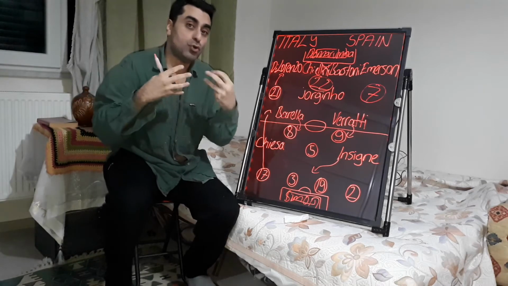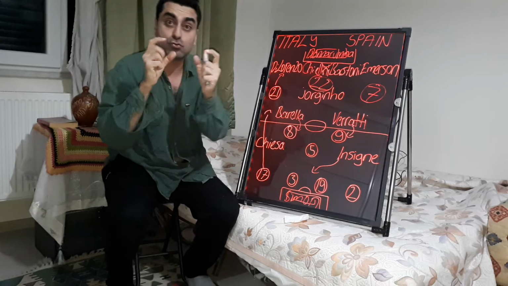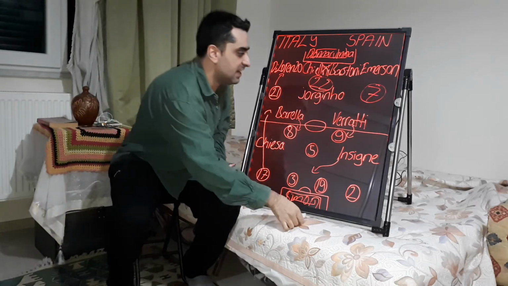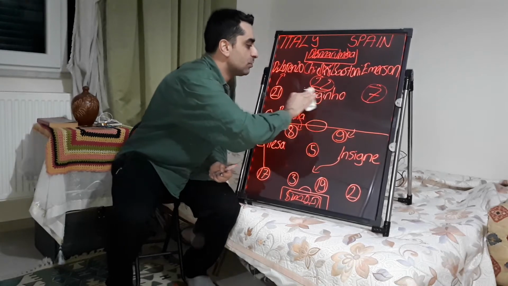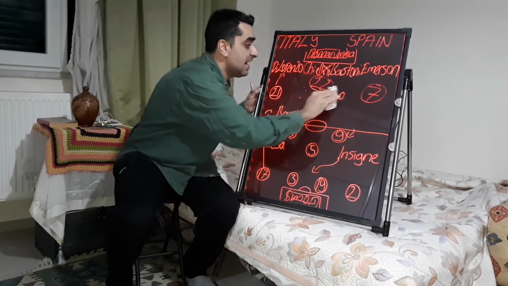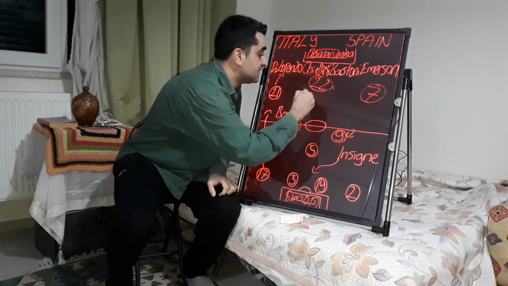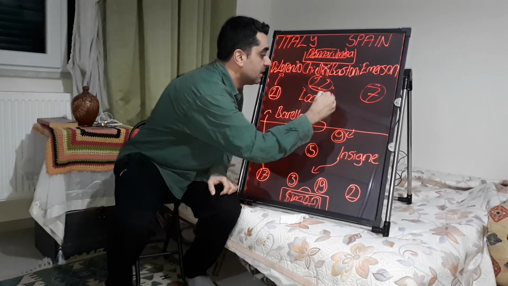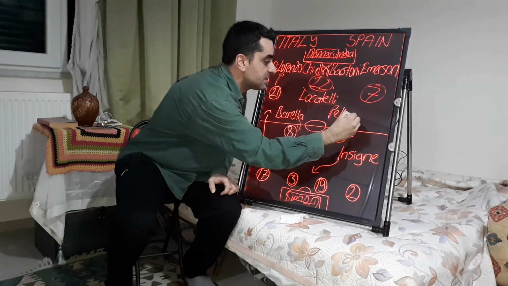Roberto Mancini tried to make a stronger midfield for Italy. Verratti and Jorginho went out, and Locatelli and Lorenzo Pellegrini replaced them. Locatelli played instead of Jorginho here, and Pellegrini played here.